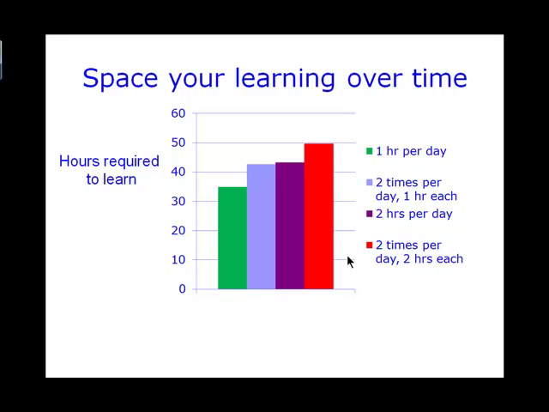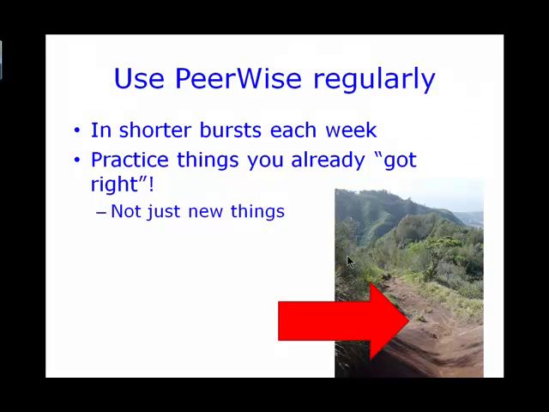Those who did it in a more massed way, 2 times a day for an hour each time, or 2 hours straight per day, took longer. The worst were those people cramming, studying 2 hours a day, 2 times per day. It took them almost 50% longer. So use PeerWise regularly in shorter bursts. Don't just cram intensively the day or the week before the exam.